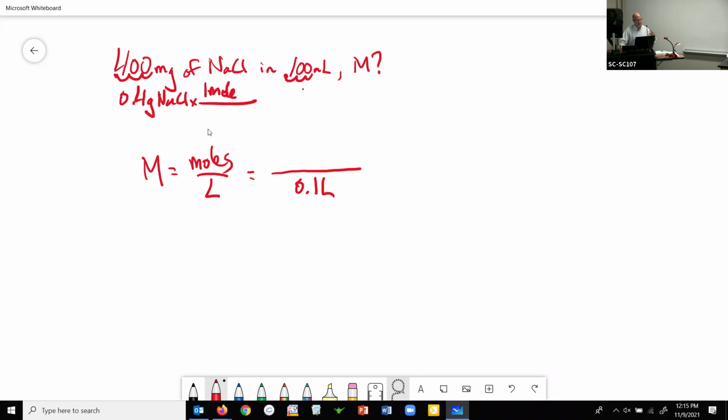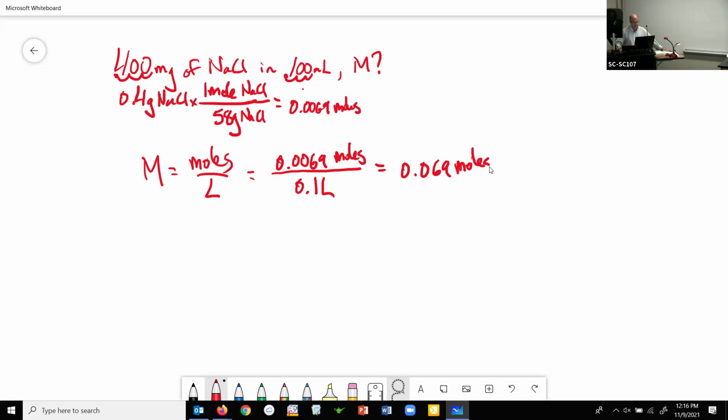And here come those calculations that we just practiced. 1 mole of sodium chloride goes on top, 58 grams goes on the bottom. That's coming from the periodic table. So it's a pretty small number of moles, 0.4 divided by 58. 0.0069. Divide by 0.1, that's 0.069 moles per liter. Or we could write 0.069 capital M, 0.069 molar.